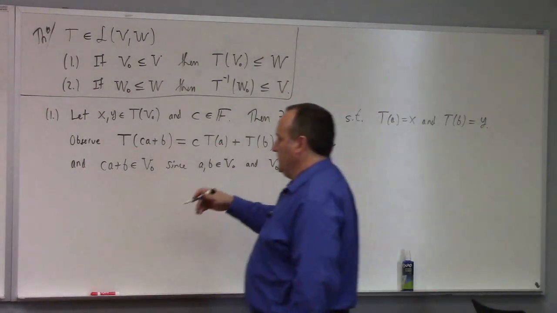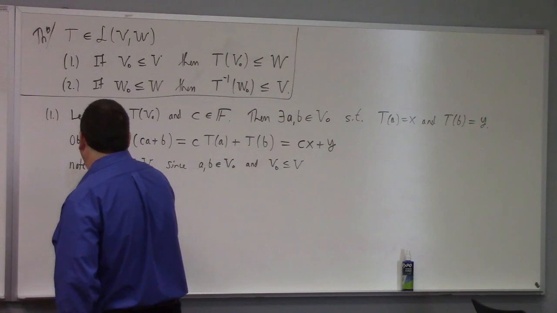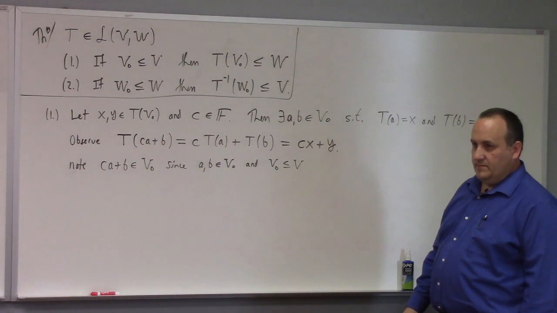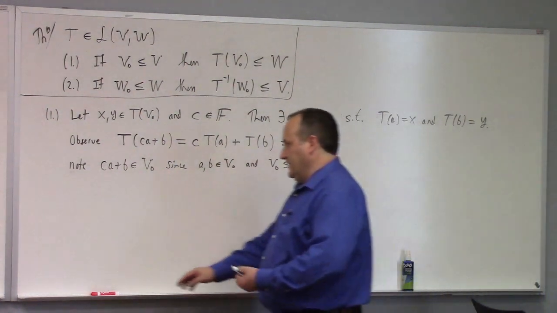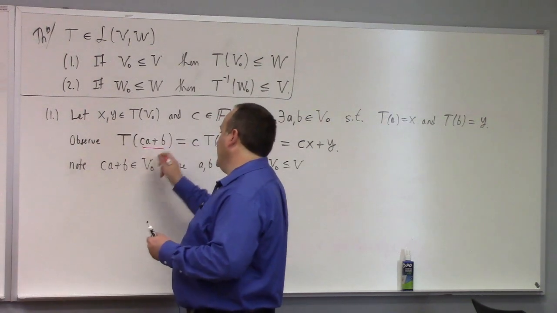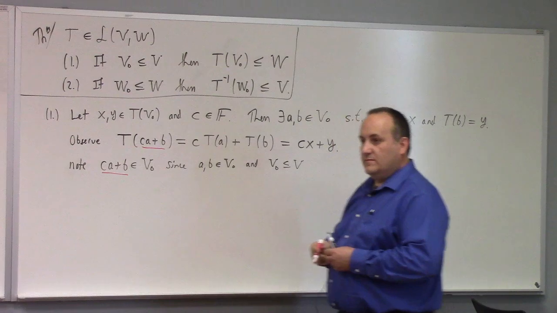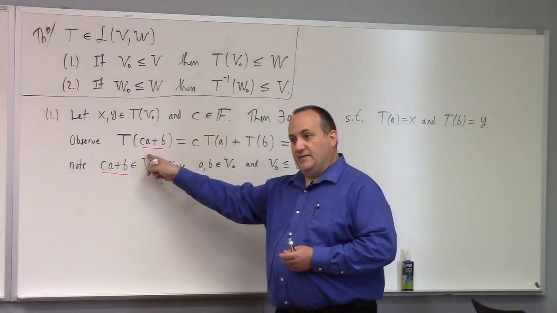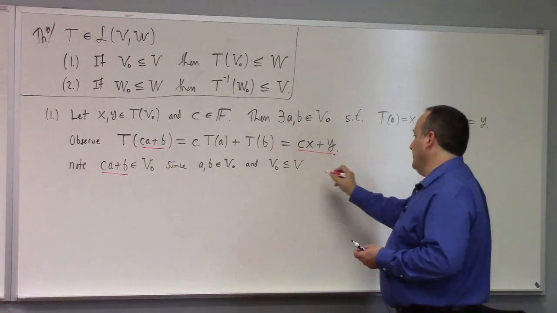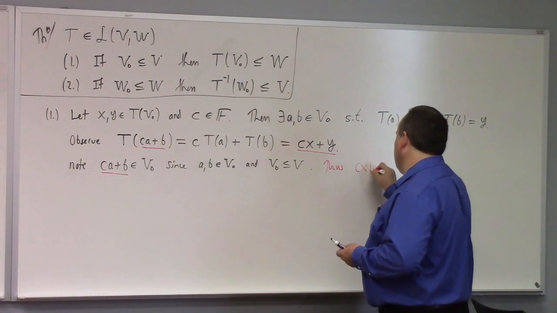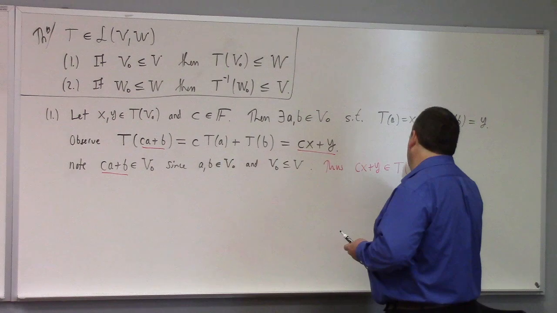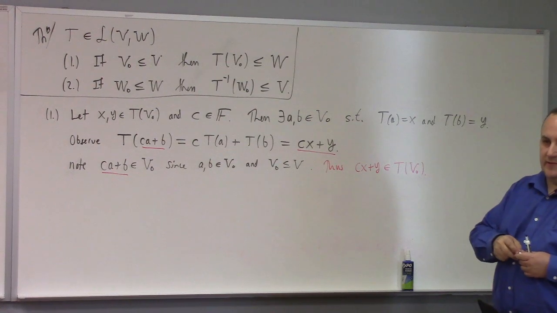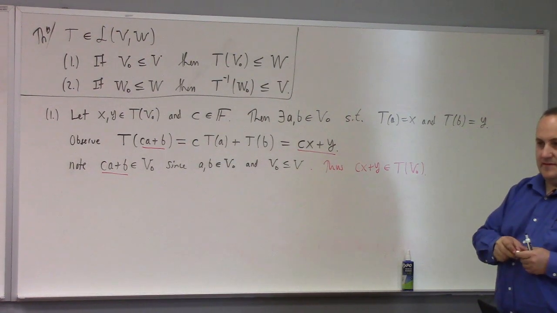Note this. What I'm showing you is that this vector right here is in V naught. What does that mean? That means that this guy right here is the image of something in V naught. Therefore, c x plus y is an element of T of V naught. And then we could say, thus by the subspace test, it's a subspace.